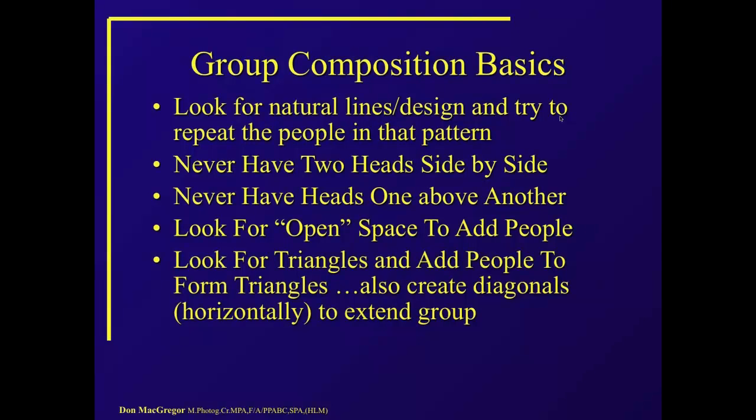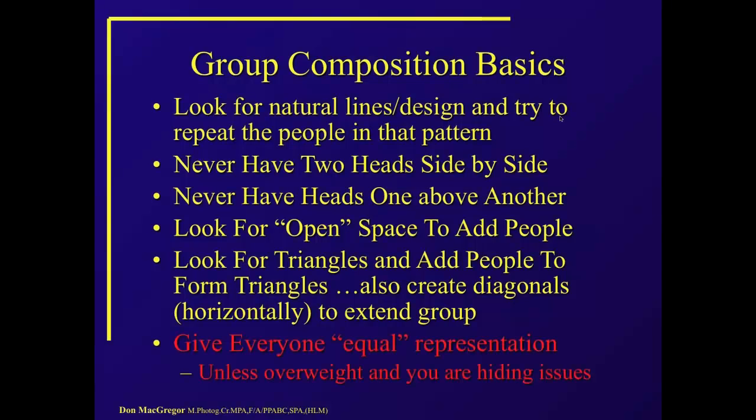Also, learn to extend your groups horizontally. This is a huge, huge thing to remember. Extend your groups horizontally, not in terms of depth in the image. When you do it in depth, where you have rows of people going backwards, the people that are further away from the camera are going to be smaller than the people in the front. That's not good. We're professionals. We want to have equal representation. You're also going to hide people if you extend it in terms of depth, row upon row upon row. Learn to extend your groups horizontally, and absolute key point, give everybody equal representation in the photograph unless you're hiding somebody with weight issues.